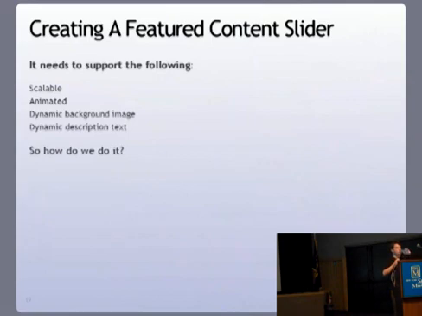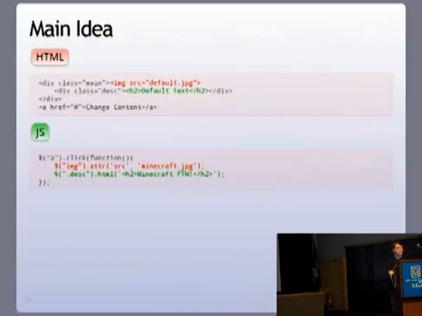Now, let's create a featured content slider. I've been told that it's not a slider, but I disagree. What we need to do is make it scalable, so I need to have a bunch of things, or just a couple things, that are going to change. That'll be explained in a second. It needs to be animated. It needs to slide. It has to have a dynamic background image and a dynamic description text. So how do we do it? Basically, the main idea that we're going for here is we want to replace an image and a description.